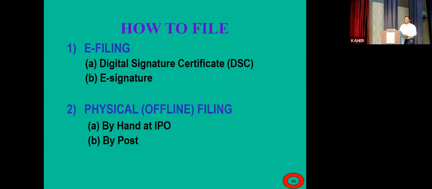Courier is not acceptable to the patent office; you have to file through the post only, India Post. We accept the documents, but when you send them through the post, we accept only demand drafts payable to the controller at Chennai, Mumbai, Delhi, whichever jurisdiction you have. So these are the options for physical filing, by hand or by post.